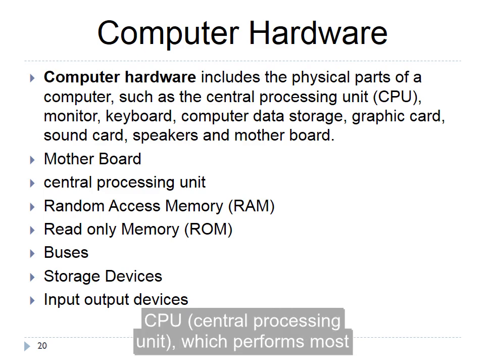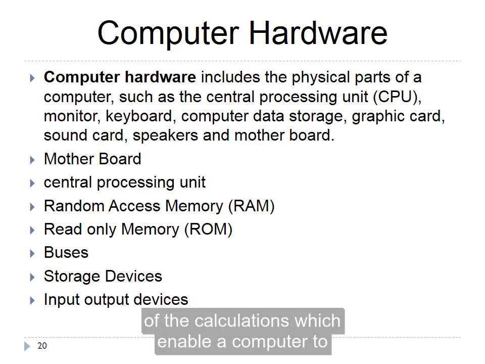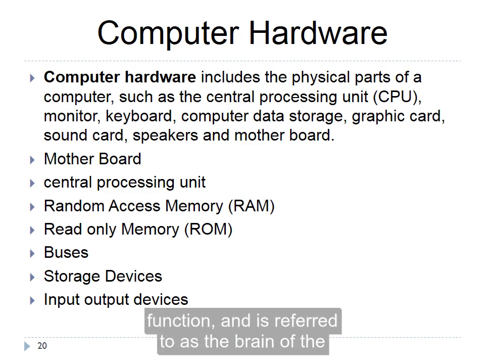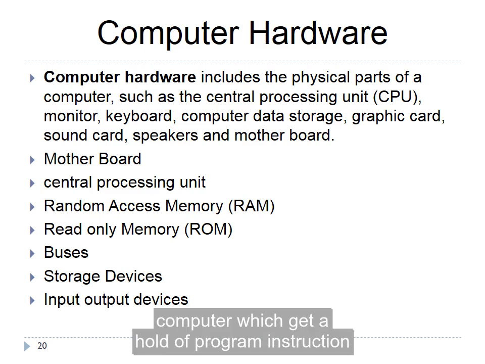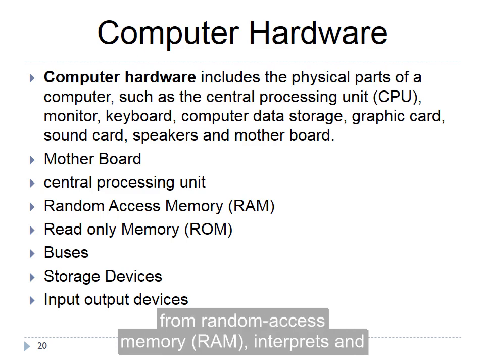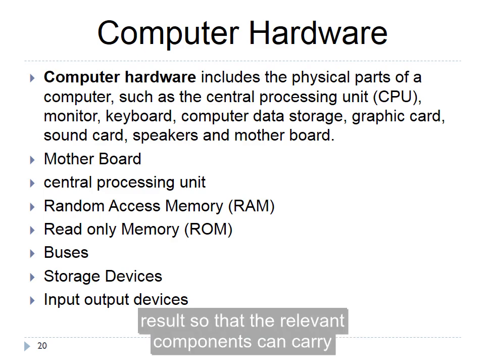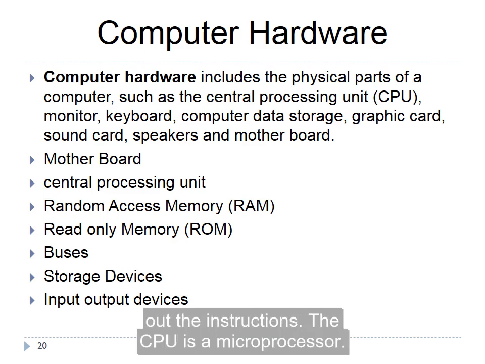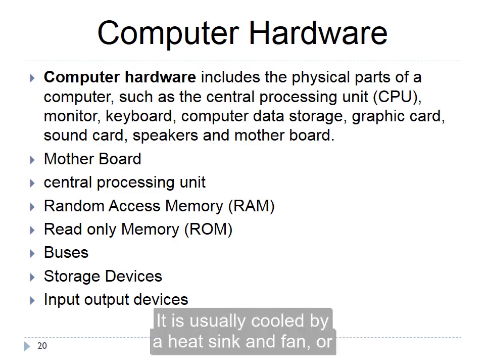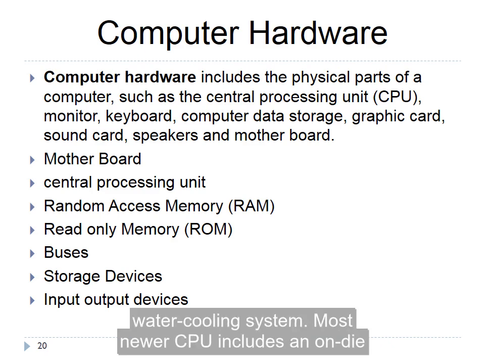The central processing unit, which performs most of the calculations which enable a computer to function, is referred to as the brain of the computer. It gets hold of program instructions from random access memory, interprets and processes them, and then sends the results back so that the relevant components can carry out the instructions. The CPU is a microprocessor. It is usually cooled by a heatsink, fan, or water cooling system.